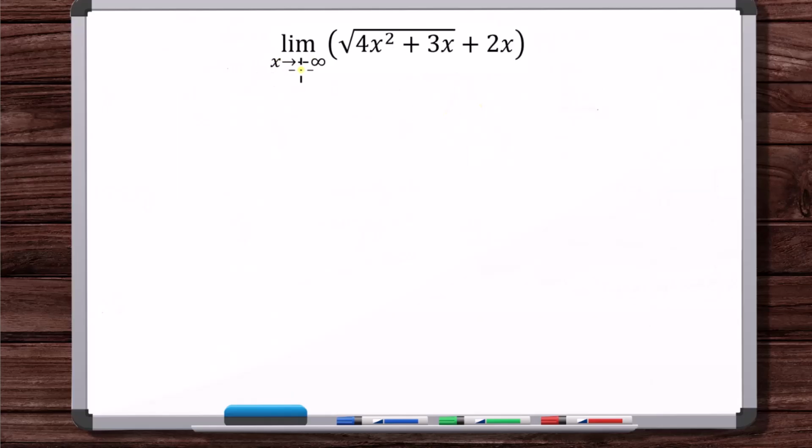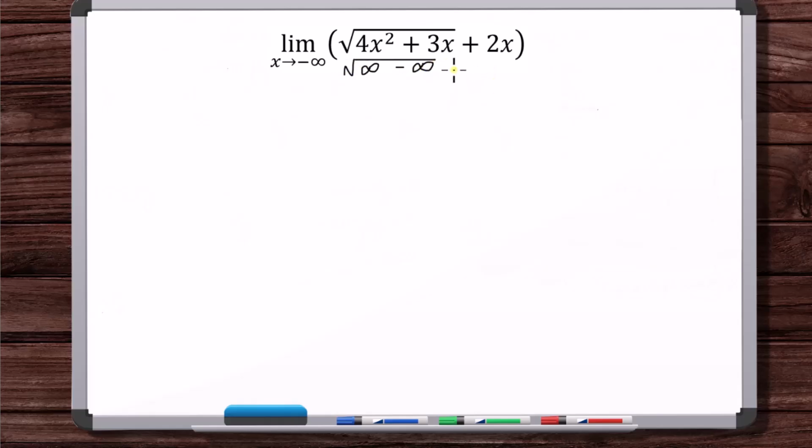Okay, the limit as x approaches negative infinity of the square root of 4x squared plus 3x plus 2x. So plugging in minus infinity, we've got minus infinity squared is positive infinity times 4 is positive infinity. 3 times negative infinity is negative infinity.